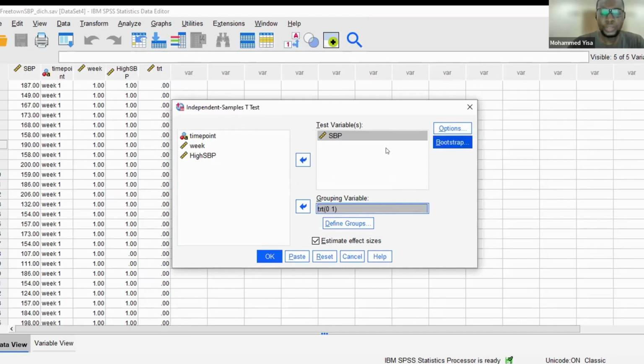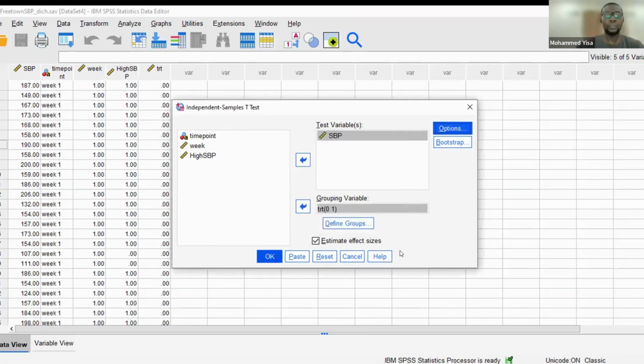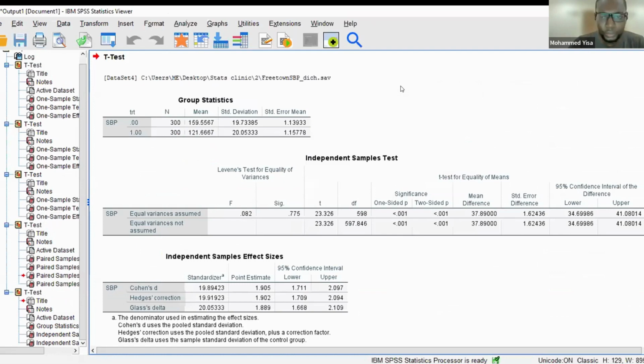But then we can also go into the options and see that this is 25%, and then we click on OK to display the output. So let me just share the output window. Okay, it's already been shared.